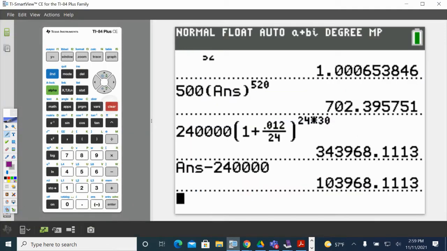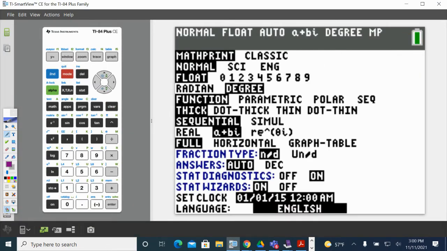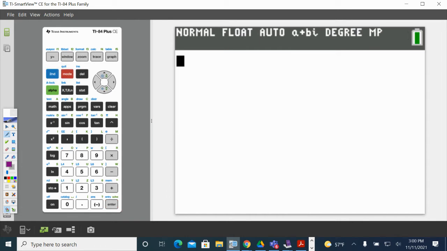So if you go to your calculator and you go to Mode, down towards the bottom of this screen, you're going to see Stat Diagnostics. Now, my Stat Diagnostics is already on. If yours is off, you're going to arrow over the word on and you're going to hit enter. My Stat Wizard is also already on. So if yours is not, you're going to hover over the on and hit enter. Then we can exit out of that and we are good to go.